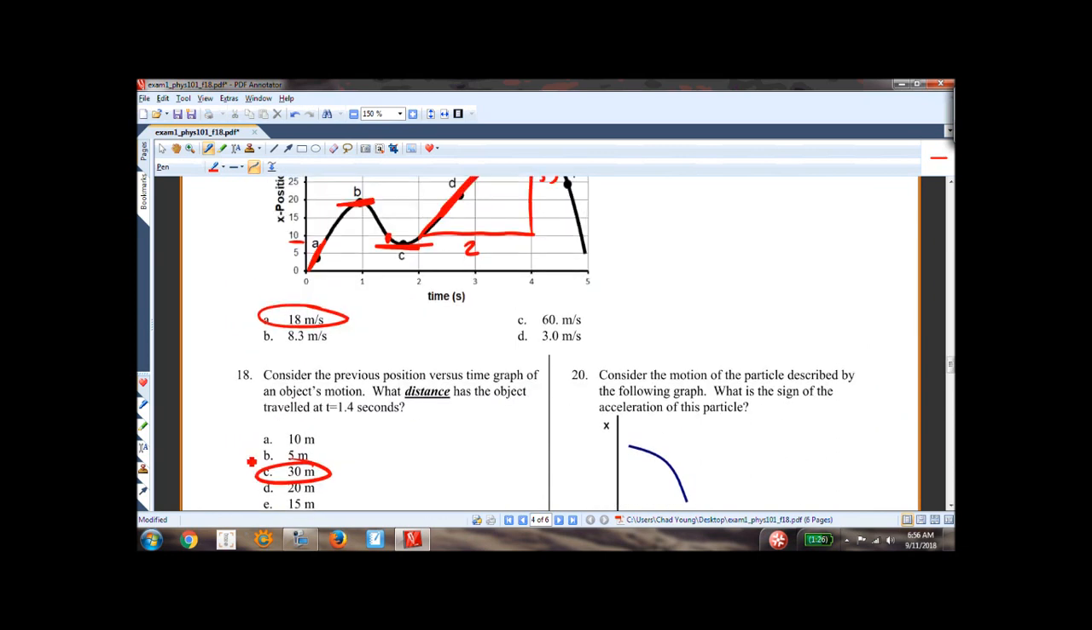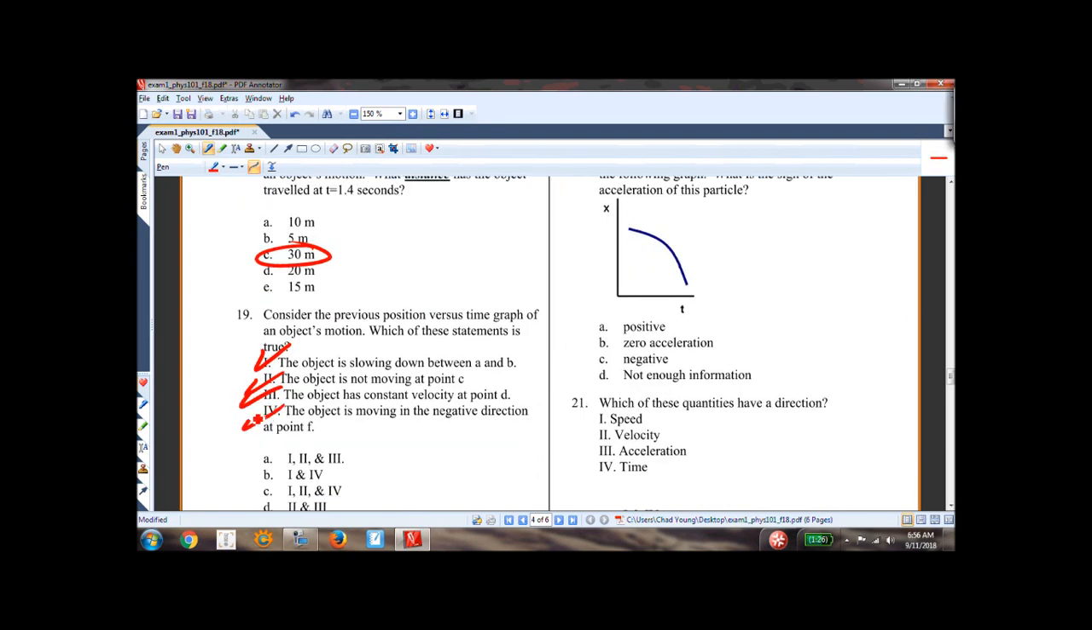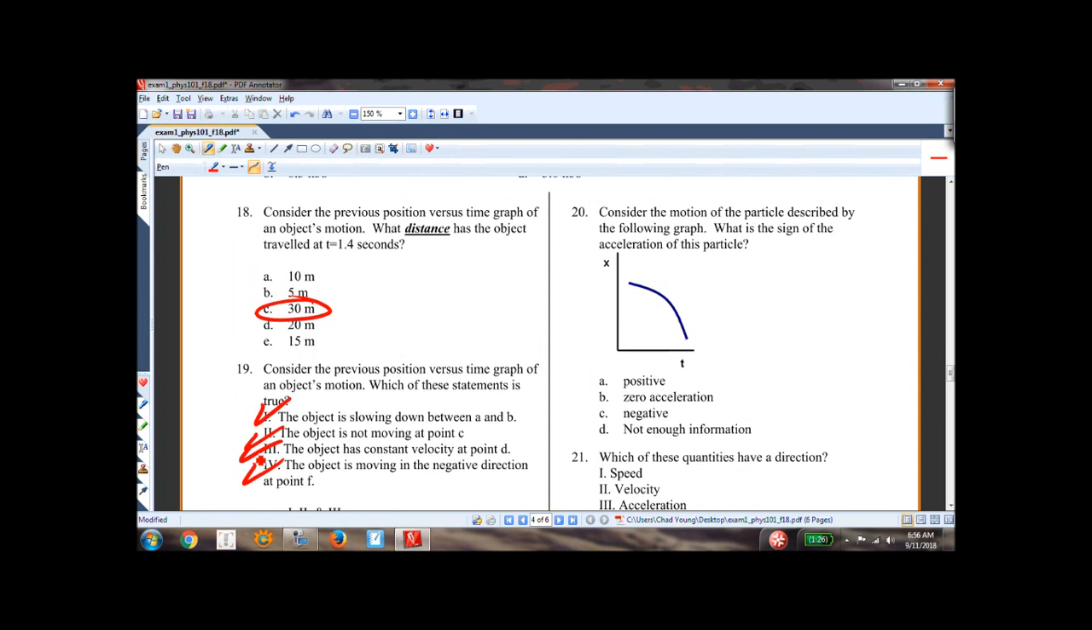And it's moving in the negative direction at F. Is it moving in the negative direction? Well, it has a negative velocity. It has a negative slope. So a negative velocity, that means it's moving in the negative direction. So every single one of these statements is correct. E is the right answer for number 19.